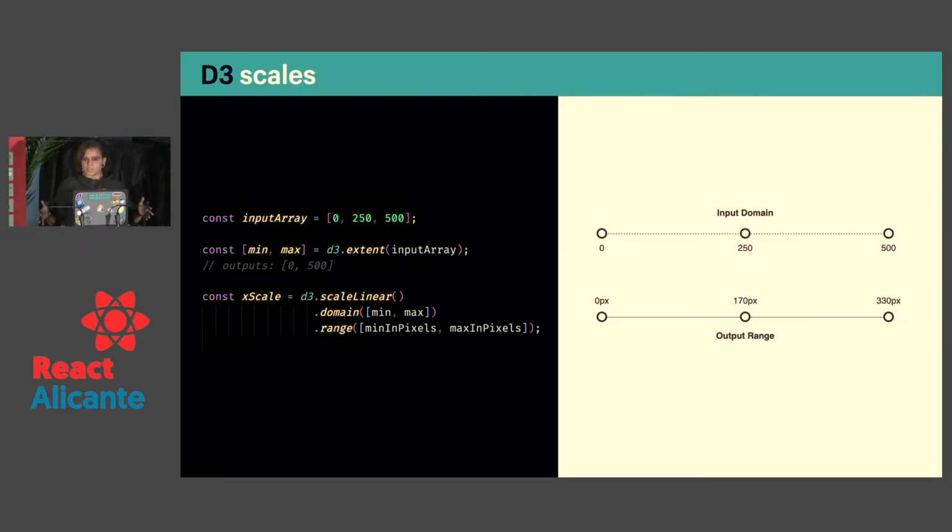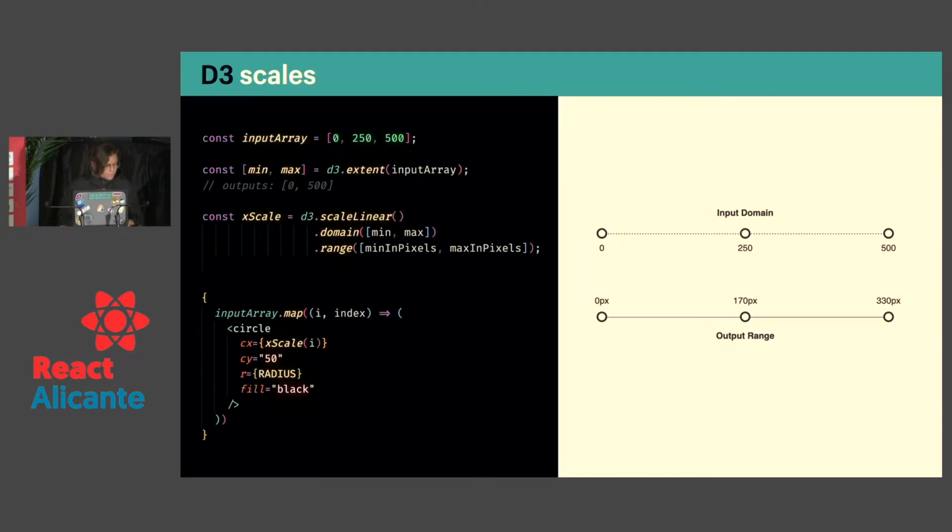The available screen space that I have goes from 0 pixels to 330 pixels. And I can create a scale for that. The way it works is that I can use a function like D3 extend to get the minimum and the maximum values that I have in my input array or in my data source. And from there, I use it as a domain to create a linear scale. This linear scale is going to map the minimum and maximum from my data source to the minimum in pixels and the maximum in pixels that I have as available screen space on that page specifically.